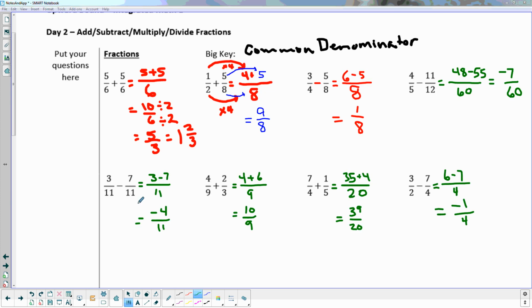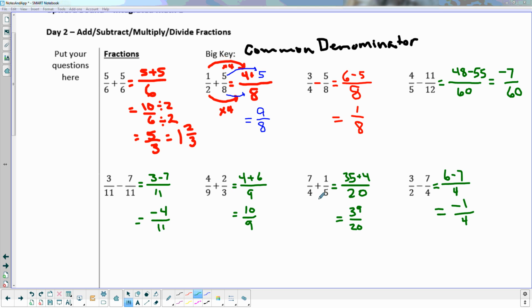Okay, hopefully you had a chance to do that. Just as a recap, the first one already had common denominators, so I just subtract the numerators. 3 minus 7 is negative 4. The second one, I can make a common denominator of 9, and the way I do that is keep the 4 the same, but I have to multiply the 2 by 3. 2 times 3 is 6, so I get 4 plus 6 over 9, which is 10 over 9.